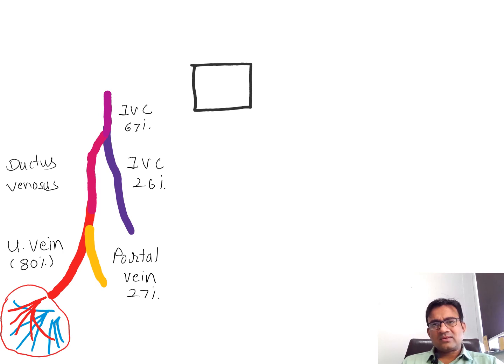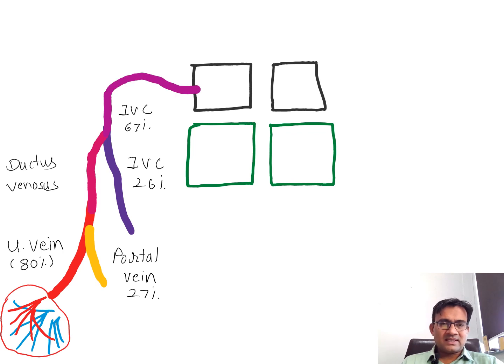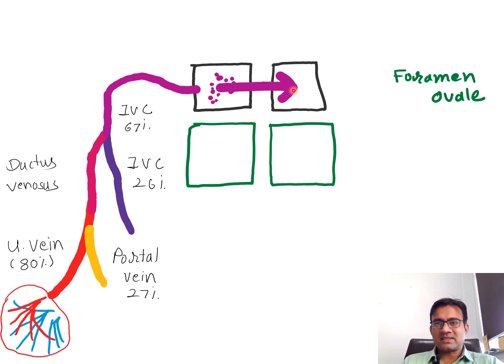Now see here, I have drawn a diagram of the heart with various chambers: right atrium, right ventricle and left ventricle. Now the IVC is reaching where? They are reaching this chamber. This is what? Right atrium. Whatever partially more oxygenated blood is in this chamber is going to go straight away from this side to this side, that is the left atrium.